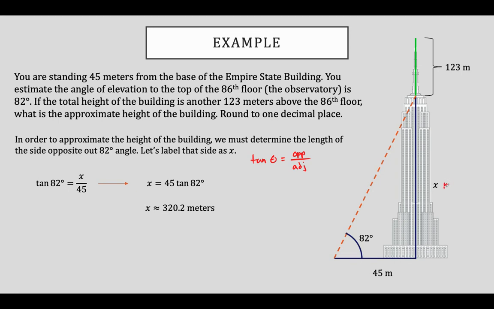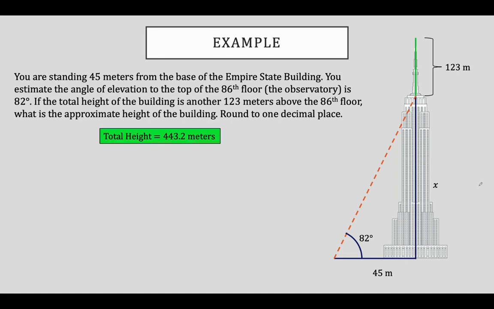Well, if this is approximately 320.2, how would we approximate the total height? We would need to add 123 meters, giving us 443.2 meters as the approximate height of the Empire State Building. Okay, all right, so we've got our total height now.